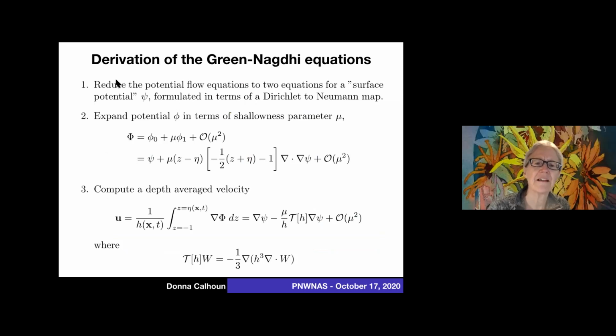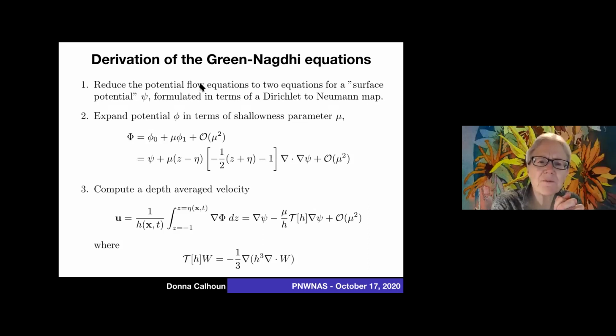So the idea is to reduce these potential flow equations, which would be, of course, 2D in the example I just showed you, or fully 3D if we were interested in a 2D surface flow. And so we want to reduce it to 2 equations for a surface potential, so that what would be a full 3D problem actually becomes just a 2D problem for a free surface. So that is in fact what the shallow water wave equations are, okay?